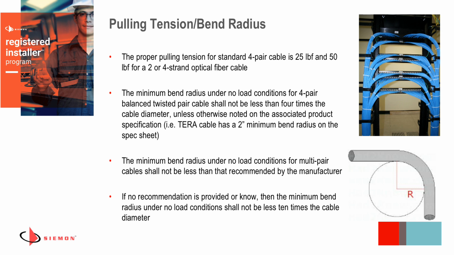As it relates to minimum bend radius, under no load conditions for a typical 4-pair twisted pair cable, it shouldn't be less than 4 times the cable diameter unless otherwise noted. There may be exceptions on the product spec sheets. The minimum bend radius under no load for multi-pair cables, so think a 25-pair or 50-pair cable, should be no less than those recommended by the manufacturer. There's a lot of variance there, so there's no rule of thumb for those.